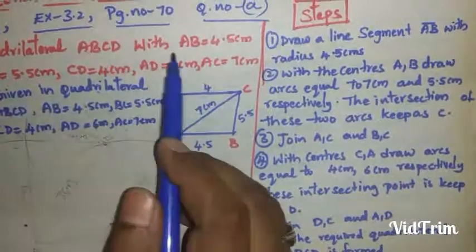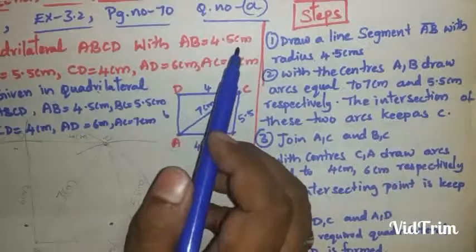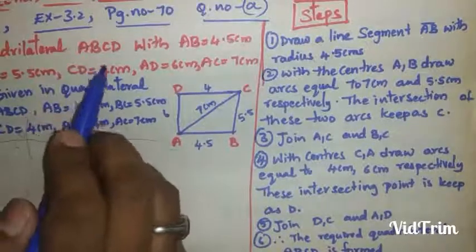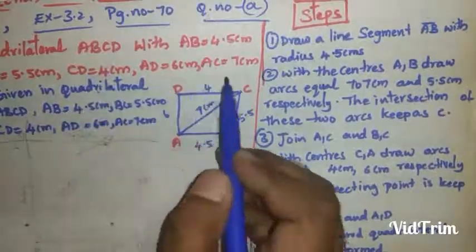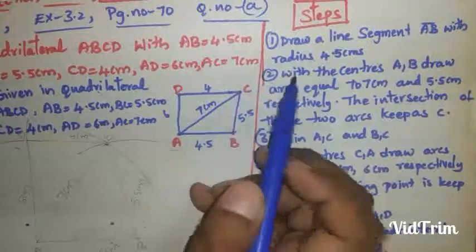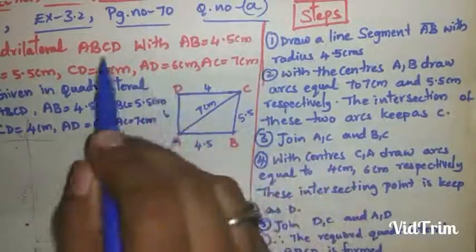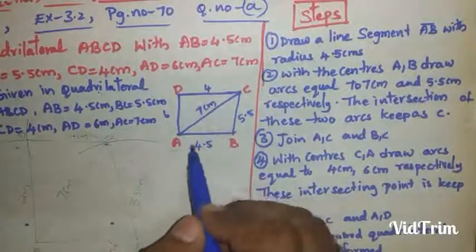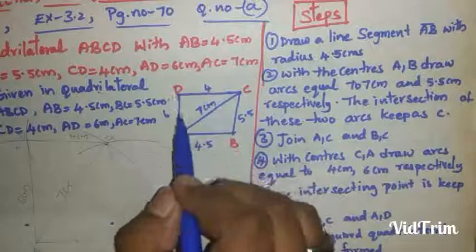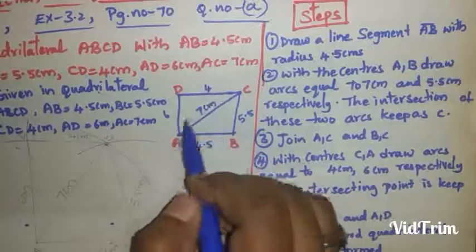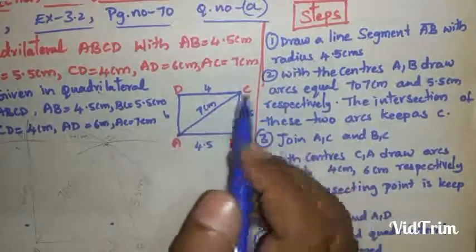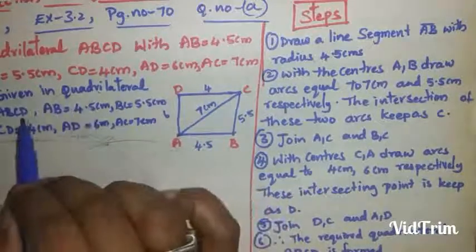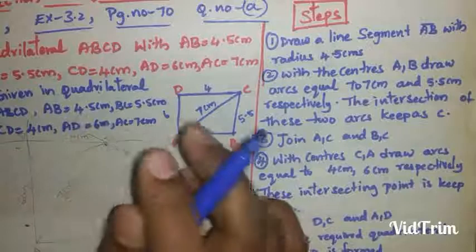Quadrilateral ABCD with AB equals 4.5 centimeters, BC equals 5.5 centimeters, CD equals 4 centimeters, AD equals 6 centimeters and AC equals 7 centimeters. By using these measurements I have drawn one rough figure. The same measurements I have written here: AB, BC, CD, DA, and AC is the diagonal, 7 centimeters. What is given we should write here. Given a quadrilateral, all the values I wrote from the question.